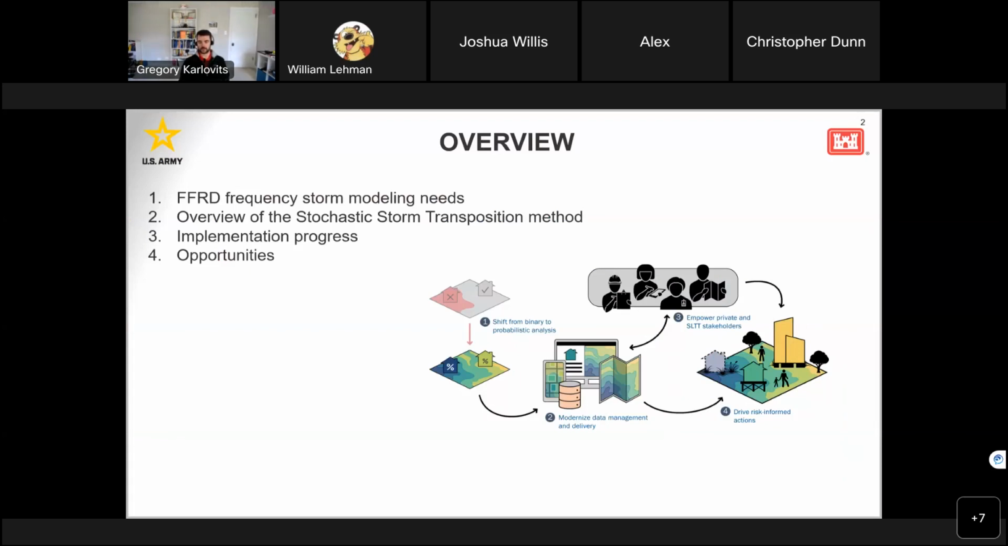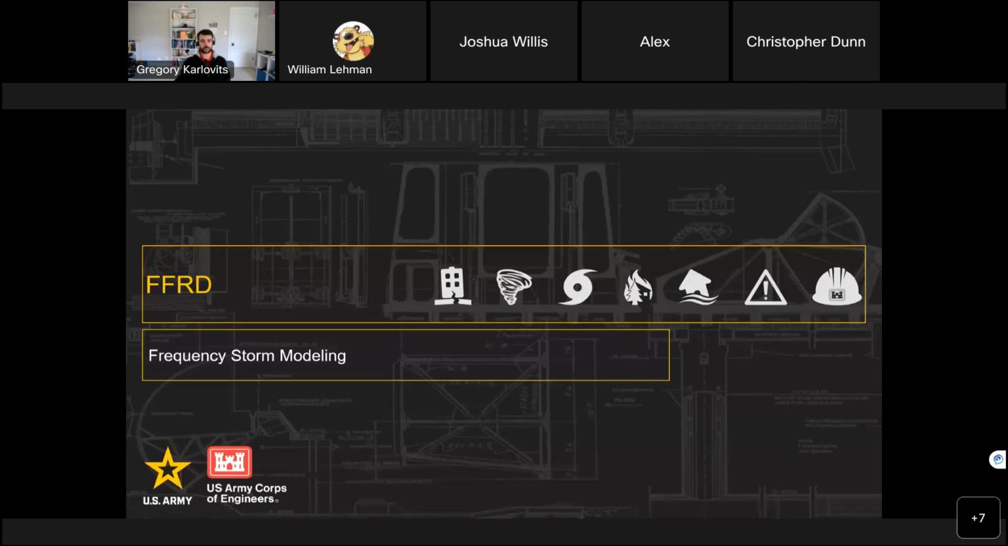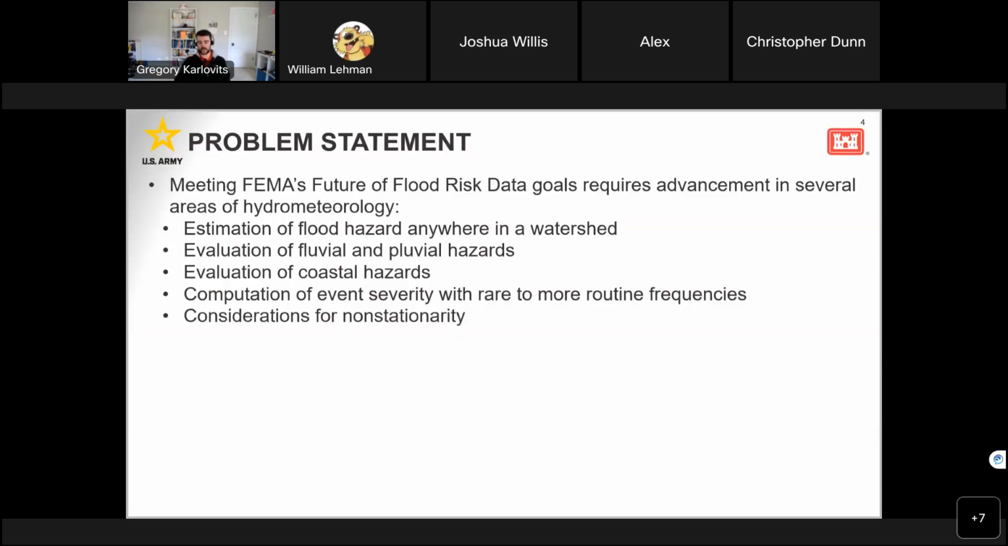So if we have new storm data, if we have new information, we can incorporate it very, very quickly. For a lot of flood insurance mapping products, they're dependent on things like NOAA Atlas 14, which either are pretty stale at this point or may not even exist for the area you're doing modeling in. And so we want to avoid pitfalls like that as we roll out estimates for flood hazard anywhere in the country. So let's talk a little bit about traditional frequency storm modeling and kind of what FFRD has to say about that. But to meet FEMA's needs, we got to do a bit of work here.